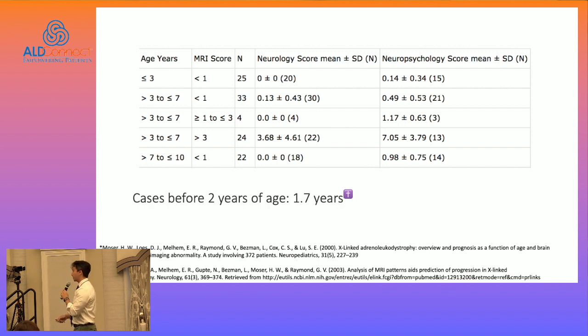That just tells you you're monitoring and examining your patients over time. And as a clinician, I'd like to know what's happening in the brain much earlier, because it keeps you up at night. Let's just leave it at that. And then understanding cases before 2 years of age, there was one case reported of cerebral ALD at 1.7 years.